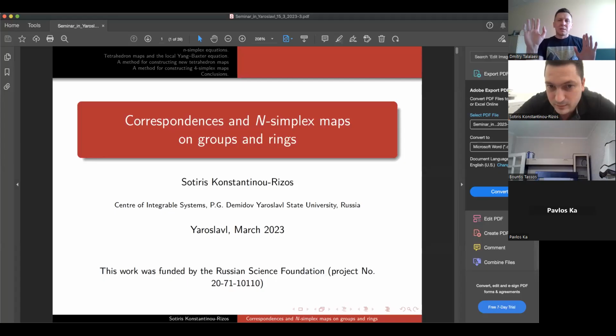The role of correspondences in the constructions of set theoretical solutions to the n-simplex equations. So that would be the plan of my talk.